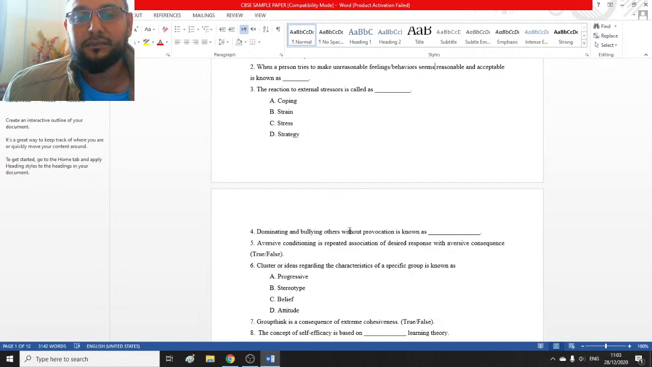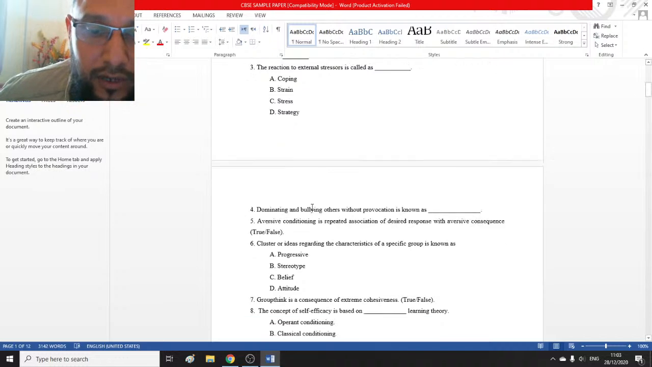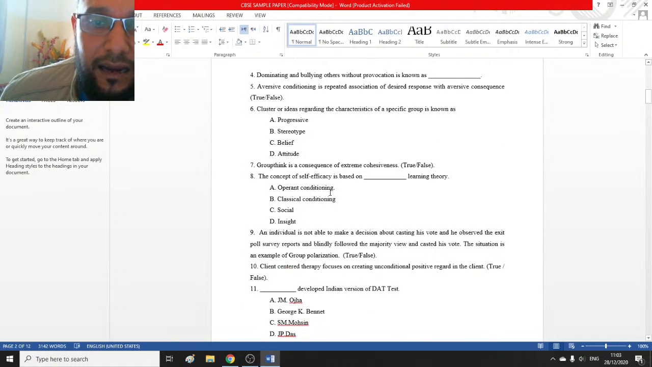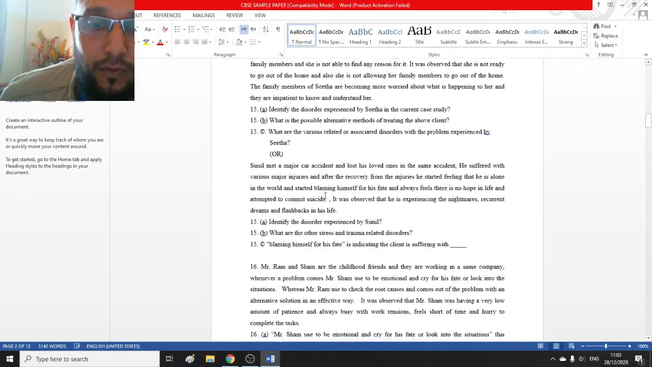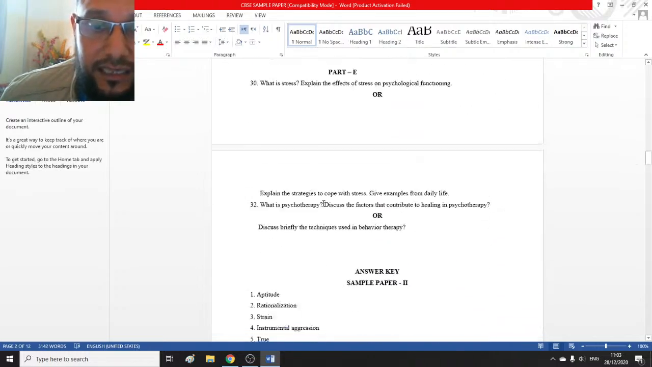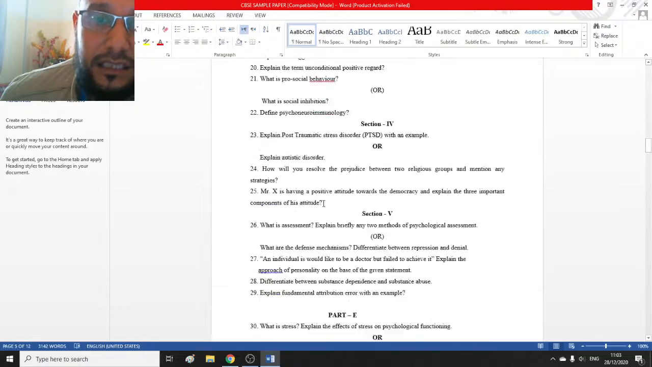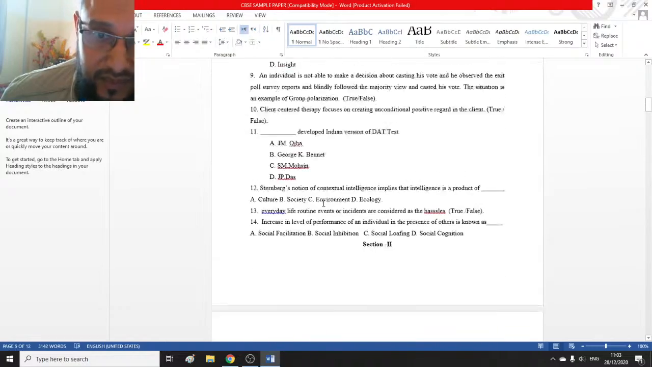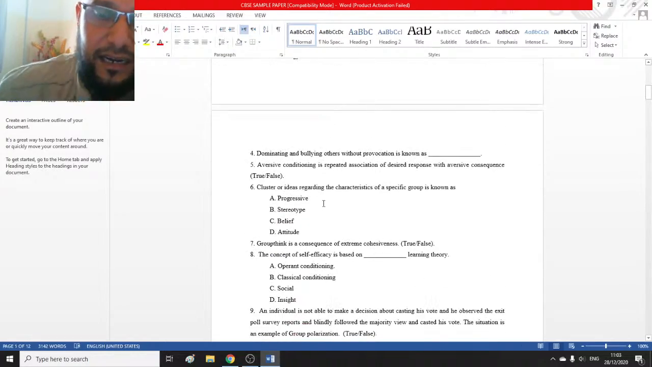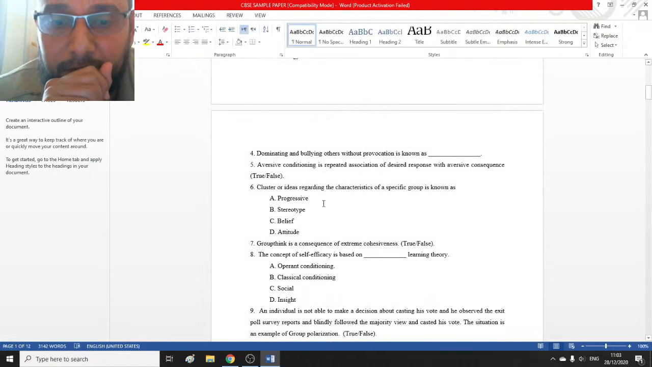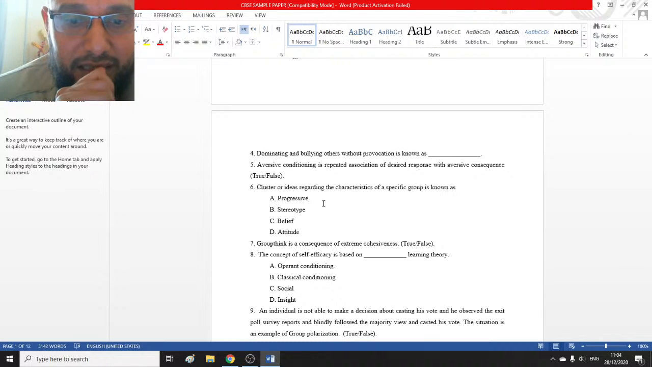Question number 6. Cluster of ideas regarding the characteristics of a specific group is known as what? Here, I gave the answer. Yes, it is the stereotype. The cluster of ideas regarding the characteristics of a specific group is known as a stereotype. You can look into this area.